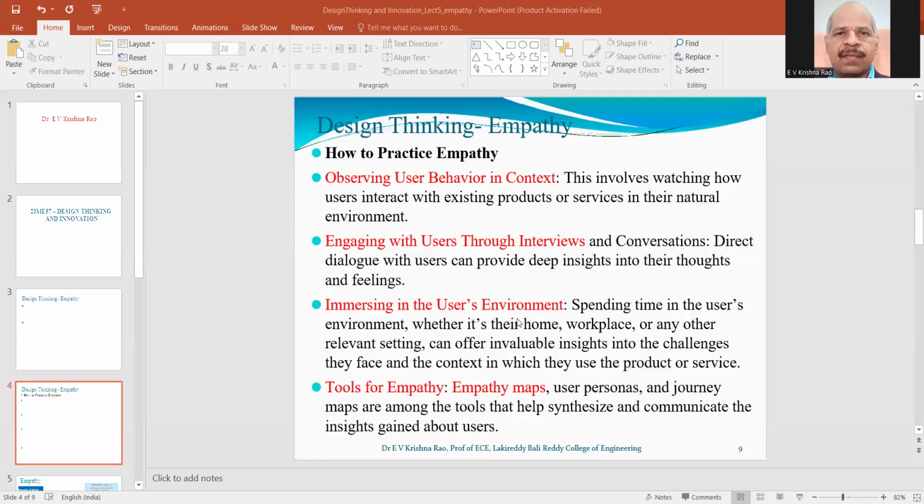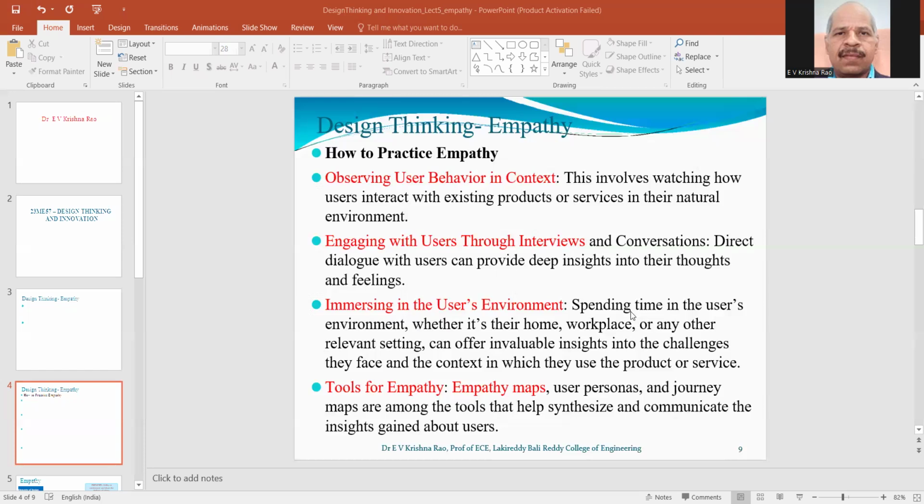Immersing in the user's environment, spending some time in the user's environment, either at home or workplace or any other relevant place, can offer invaluable insights into the challenges they face and the context in which they use the product or service. So we understand the challenges they face and the context in which the product is used.